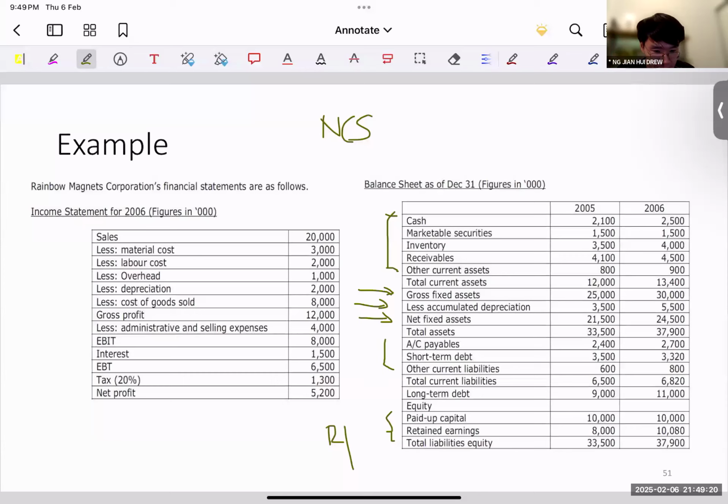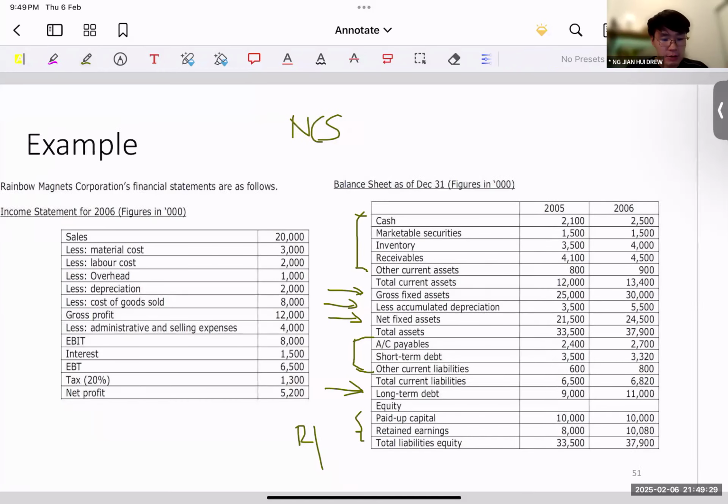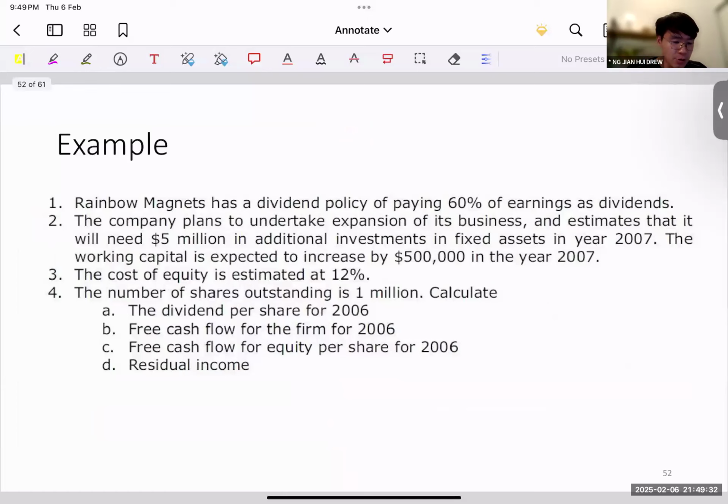Our current liability is given by this chunk of things here, right? We have some debt here, long-term debt here. Just some important things to look at. Now, the question is, there's this company called Rainbow Magnet that has a dividend policy of 60% of its earnings as dividends. The company plans to undertake an expansion of its business, and estimates that it needs 5 million additional investment in fixed assets. Okay, working capital is expected to increase by 500K.